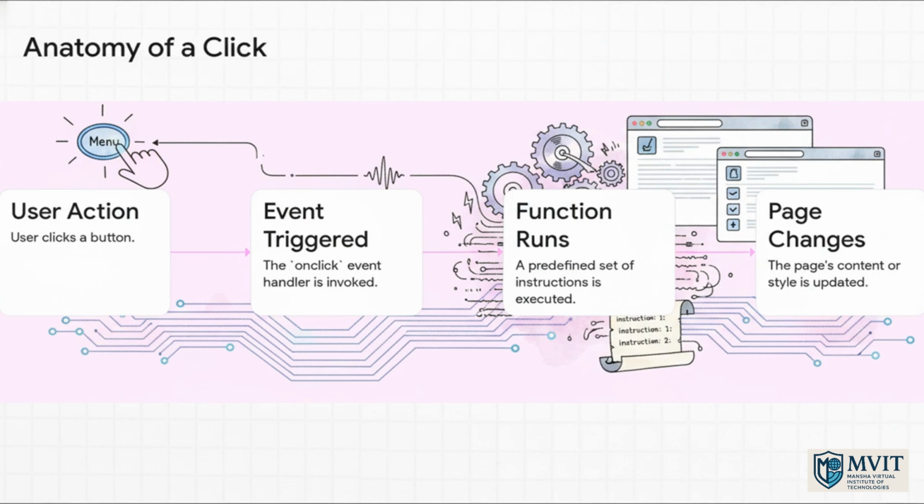Let's pull back the curtain for a second on what's really happening. When you click a button to, say, open a menu, you're kicking off a simple algorithm, a recipe. The browser detects that click. That click triggers a function, which is really just a named list of instructions we wrote earlier. And those instructions tell the browser, hey, go change the CSS on that menu to make it visible. It's a very clear, logical chain reaction.